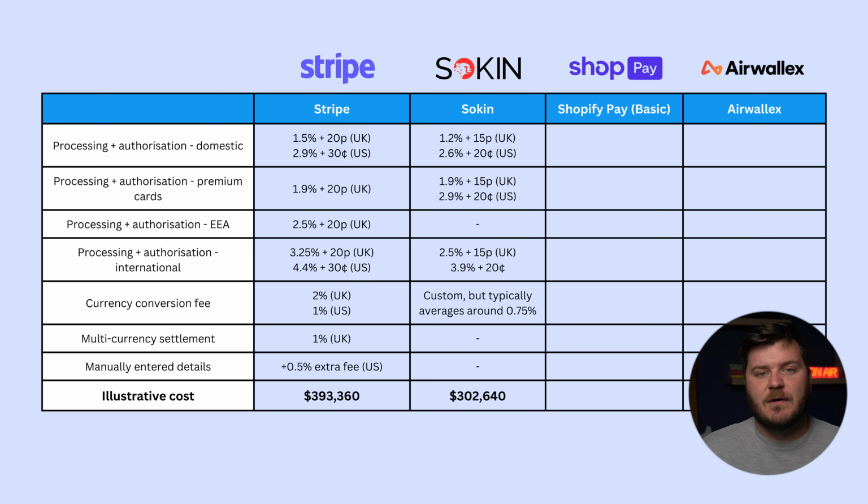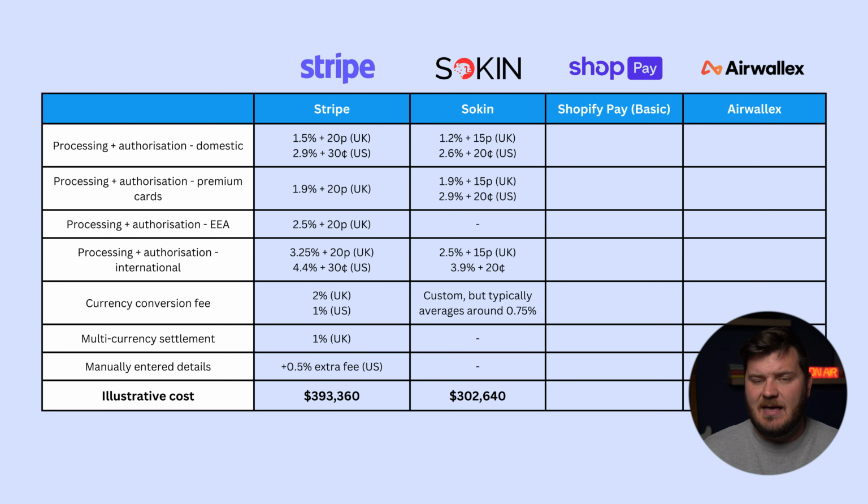Their rate of 2.5% processing fee plus 15p or 20 cents authorization fee is competitive. Stripe charges the same percentage for card transactions in the European Economic Area, albeit with a 20p authorization fee. But for a UK business selling outside of Europe, that rises to 3.25%. This makes Sokin especially strong for UK or EU businesses selling to customers in the USA, Canada, Australia, basically anywhere outside of Europe.